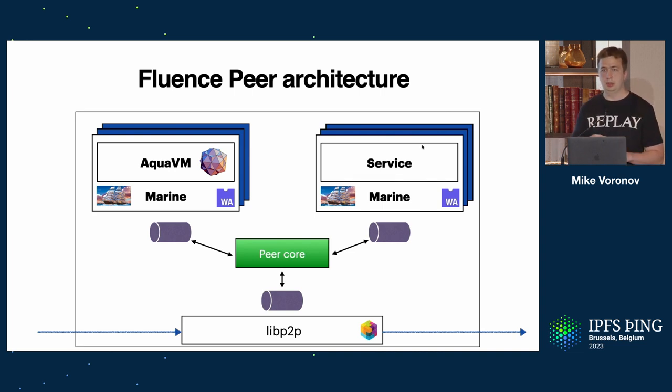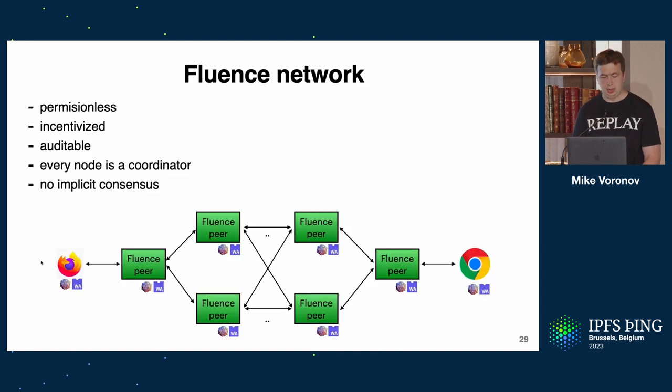Services use interface types. A service is basically a bunch of modules combined together with a shared linking scheme, and we use interface types as module linking. They run in our runtime called Marine, and AquaVM also runs in our runtime. This runtime allows you to run this multi-module setup even in the browser. So, for example, we can think about our network as a kind of P2P network with Kademlia, and the browser could also serve services. It's not really handy, but it's possible.